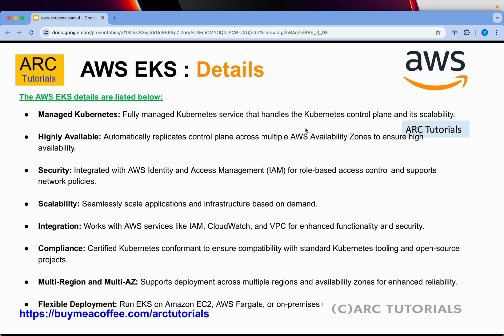Like I said, it's fully managed by AWS, which handles the Kubernetes control plane. It's highly available because it's spread across multiple availability zones, which means it's always available. Security: it's tightly coupled with AWS Identity and Access Management, which is IAM, for role-based and group policies, etc. Scalability: seamlessly scale applications and infrastructure based on demand. Integration: just like any other AWS service, it can be easily integrated and enhanced with IAM, CloudWatch, VPC, and much more. Compliance: certified Kubernetes conformant to ensure compatibility with standard Kubernetes tooling and open source projects. Multi-region and multi-AZ, which means it supports deployment across multiple regions and availability zones. You can easily run and deploy EKS on Amazon EC2, Fargate, or even on premises if you are going for that.